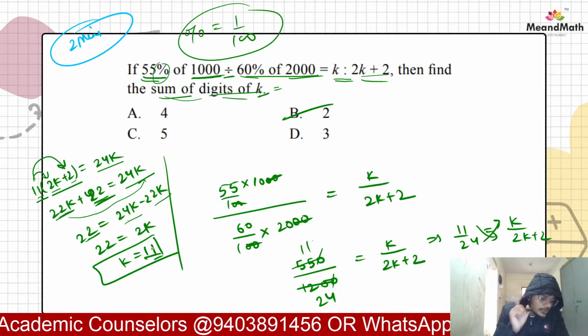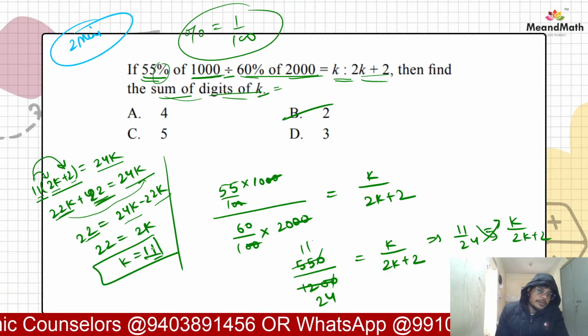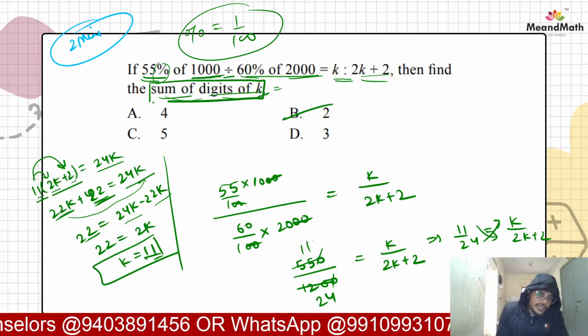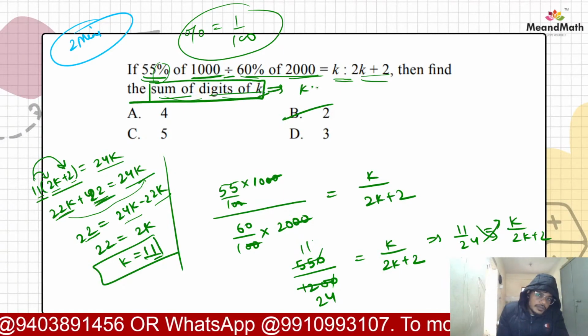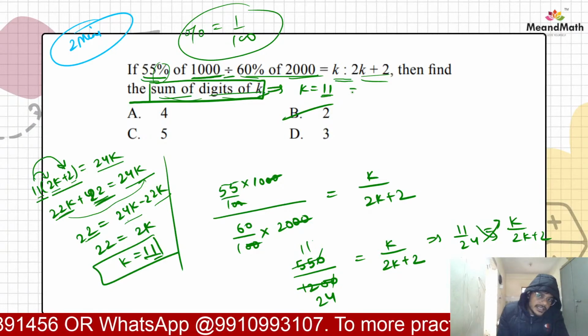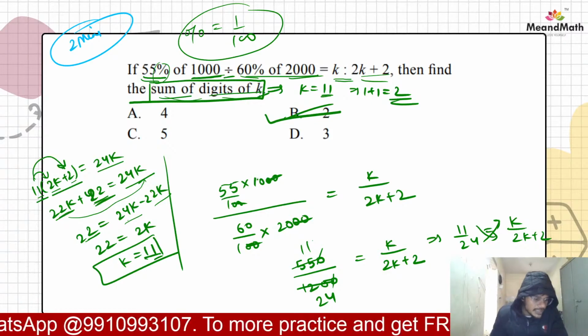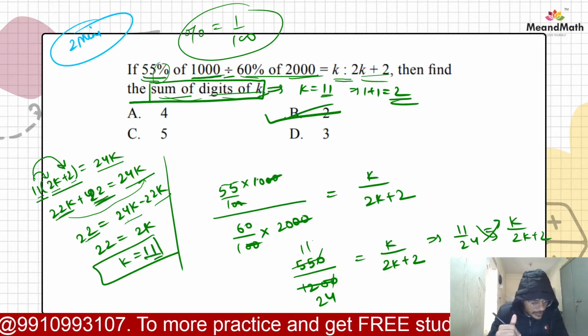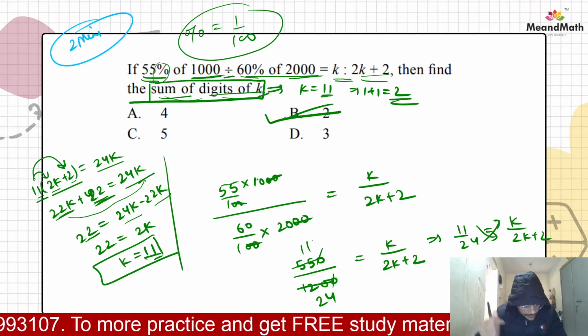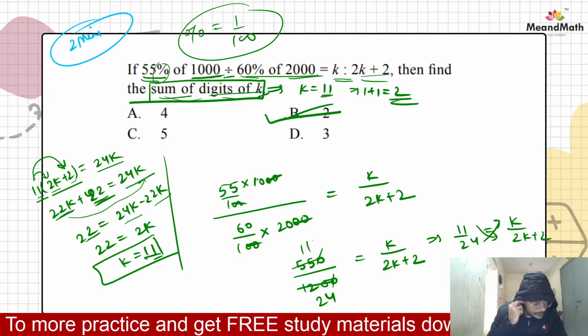Right, the k value is 11, but you have to find the sum of the digits of k. So if k is equal to 11, what is the sum of the digits? That is 1 plus 1, that is 2. So that's why 2 is the correct answer. Is this clear to you? If this is clear, then we have to move to the next question.